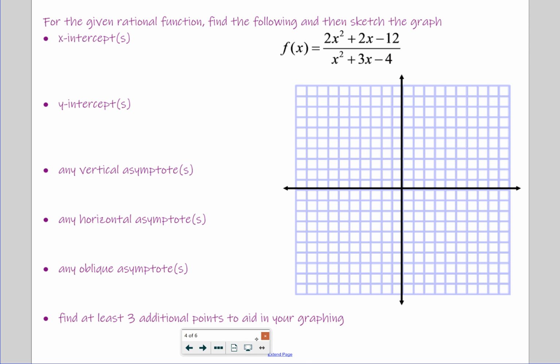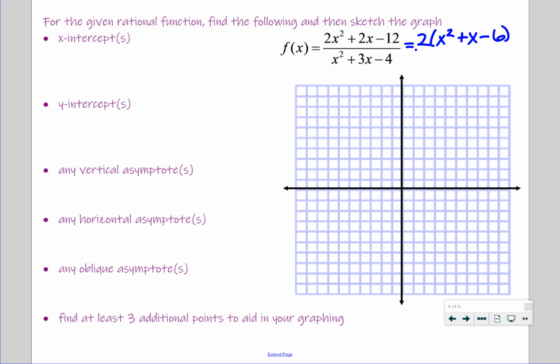Number 3 on your test, this will be the third and final graph. This is the rational functions that we just learned about. So remember, to start these problems out, you're going to factor the numerator and denominator completely. I'm going to start by factoring a 2 out of the numerator, which leaves me with x squared plus x minus 6. In the denominator, I'm just going to bring this down for now, x squared plus 3x minus 4.